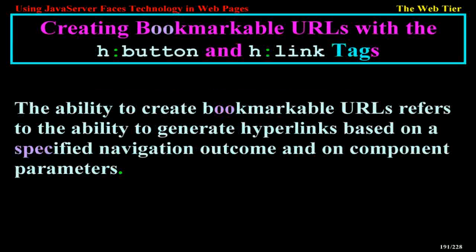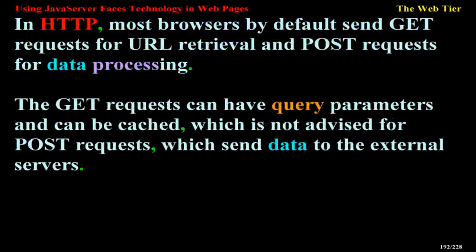Creating bookmarkable URLs with the h:button and h:link tags. The ability to create bookmarkable URLs refers to the ability to generate hyperlinks based on a specified navigation outcome and on component parameters. In HTTP, most browsers by default send GET requests for URL retrieval and POST requests for data processing. The GET requests can have query parameters and can be cached, which is not advised for POST requests, which send data to the external servers.